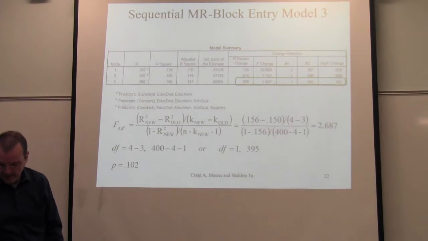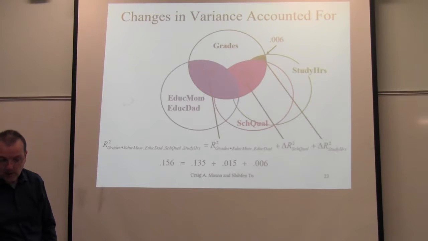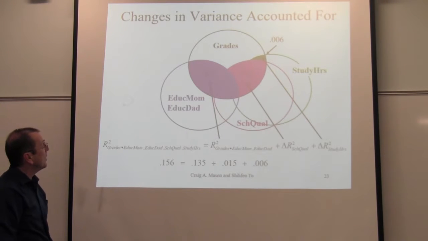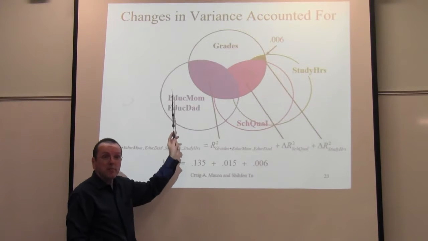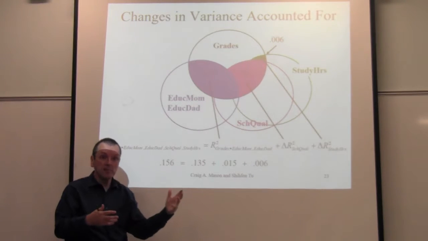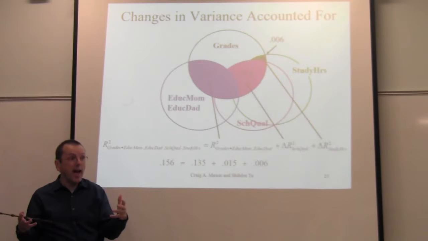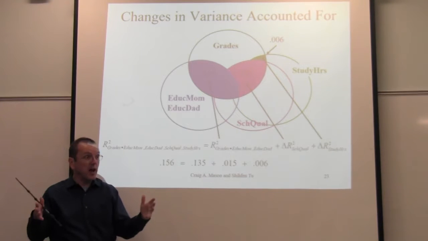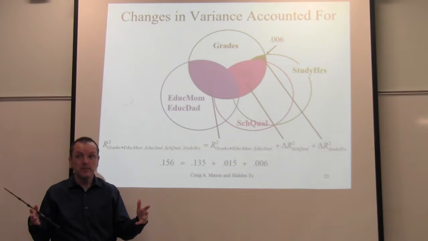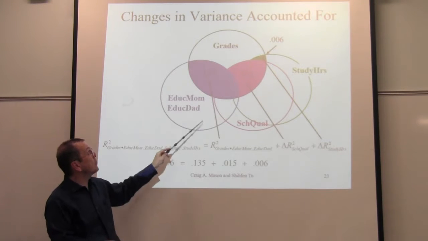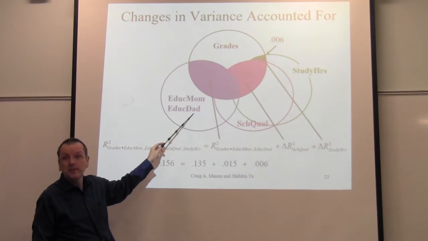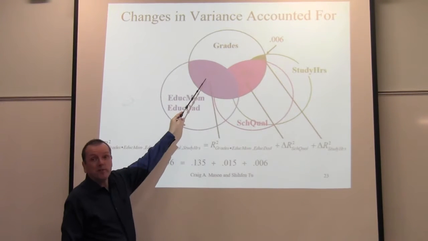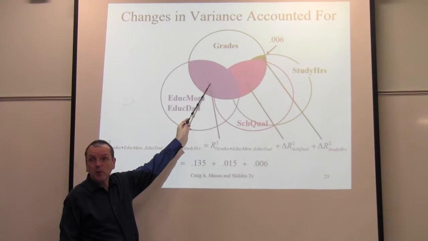That didn't add anything. Visually, we can draw a Venn diagram just like before, except now notice education. We don't just have mom's education. We don't have a circle for mom's education and a circle for dad's, because we entered them as a block. We entered them as a set. So we have one big circle that is parent education, and that's 13.5% of the variance, 0.135.